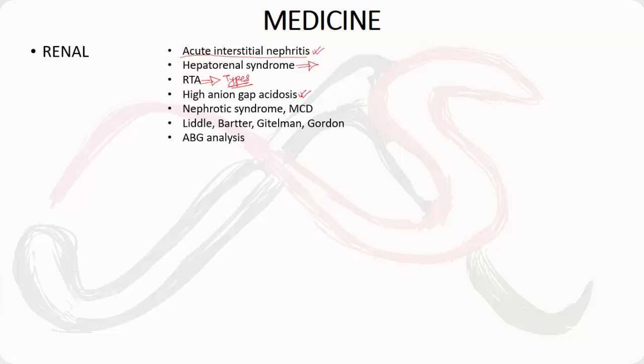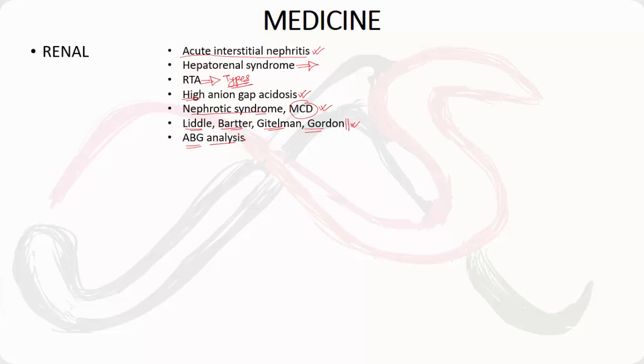The causes of high anion gap acidosis. This question has been asked time and again, so this question should not go wrong. You should remember the causes of high anion gap acidosis very well. Nephrotic syndrome in general and minimal change disease in particular. You have to study in detail about Liddle syndrome, Bartter syndrome, Gitelman and Gordon syndrome. You have to remember the various electrolyte imbalances occurring in these cases.